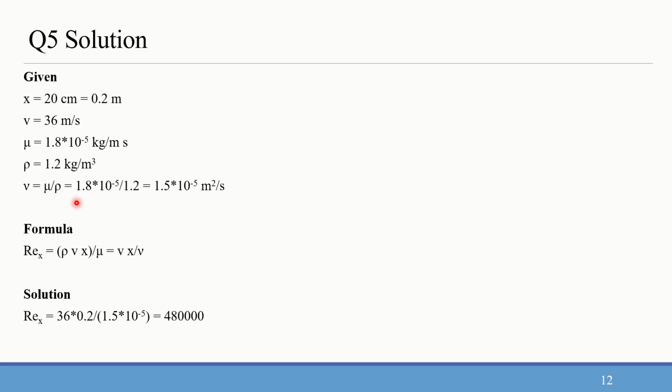So what is the solution? We have to substitute every value in the formula. V is 36, x is 0.2, so 36 into 0.2 divided by nu. Nu is 1.5 into 10 power minus 5, so it becomes 10 power 5 in the numerator. So what happens? We will get 4,80,000. So the Reynolds number is therefore 4,80,000. So that is the question 5 solution. It was simply asked to estimate the Reynolds number, and we did that.